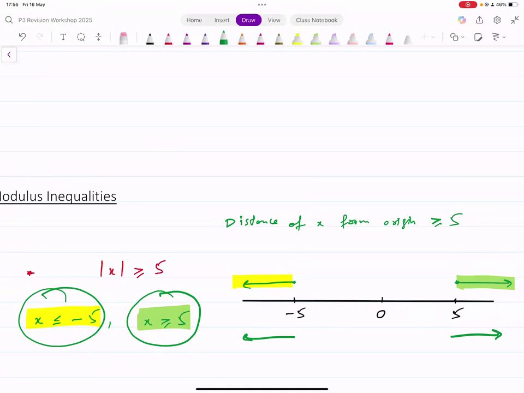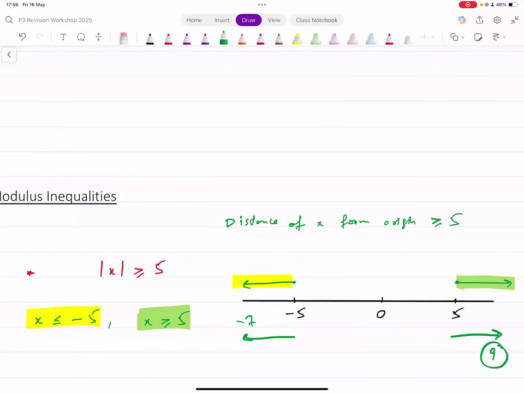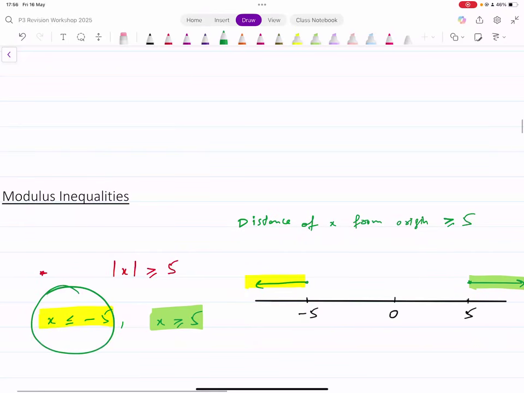either to the right of 5 or to the left of -5. The numerical value, the magnitude of these numbers, for example, any number that's to the left of -5, for example, -7, its modulus, its magnitude would be greater than 5. Any number that's to the right of 5 there as well, for example, if you have 9 there, its modulus would also be greater than 5. So these are the two regions that satisfy this inequality. To the left of -5 and to the right of 5, we say x is either less than or equal to -5 or greater than or equal to 5.